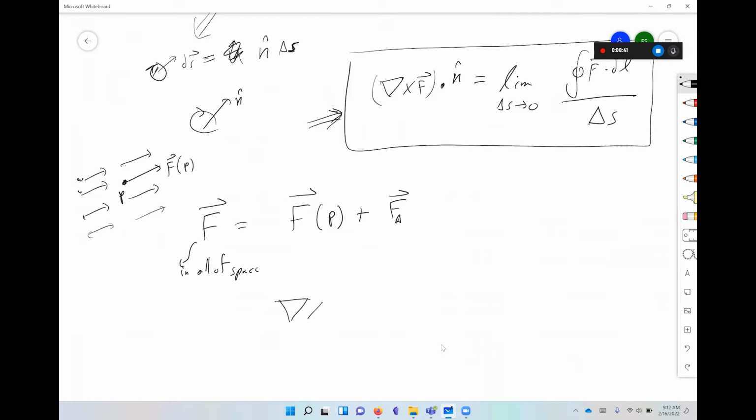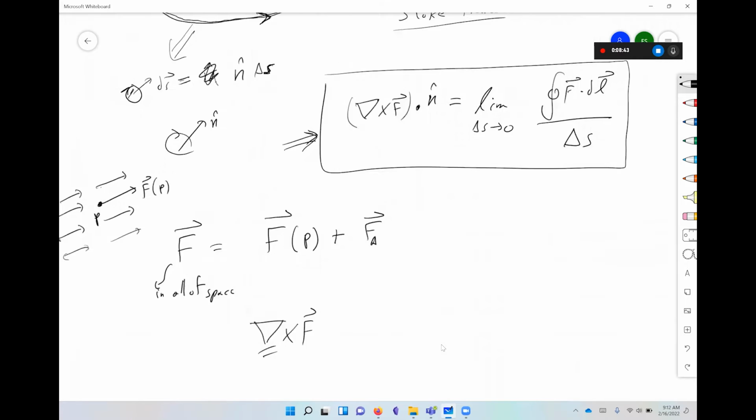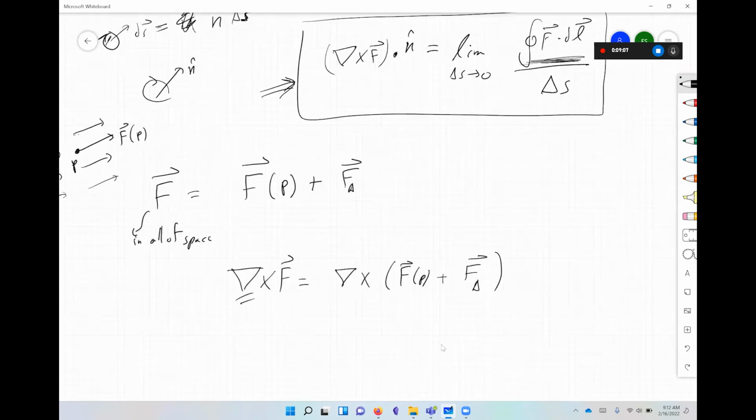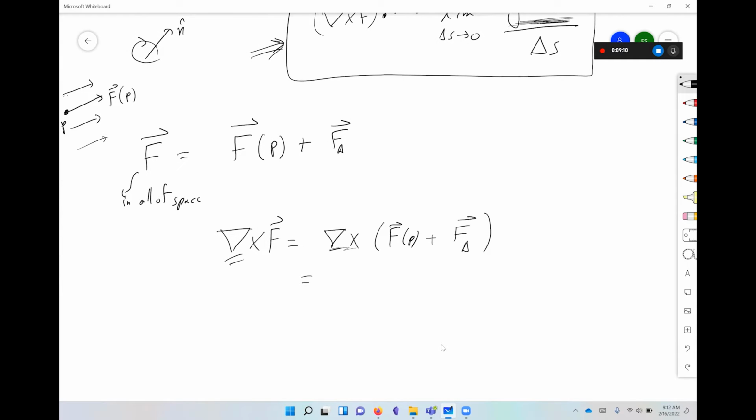So if you take the curl of F, the formula has an integral in it, right? Integral is linear. If I have F equals A plus B, I can distribute the integral over A and B, right? So the curl of F, which is F at P, the constant over all of space, plus F delta, I can distribute the curl. I can do the same for the divergence, by the way, and the gradient, right?